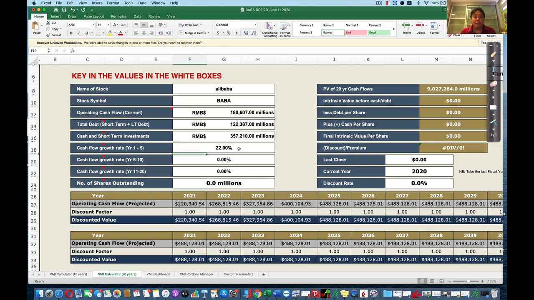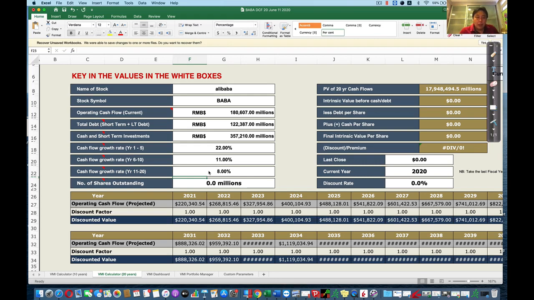How about the following 5 years? Again, I like to chop it by half. So put 11%. Okay, and for the last 10 years, for China companies, we use 8%, which is the long-term GDP growth rate of China plus 1%. So let's put 8% there.